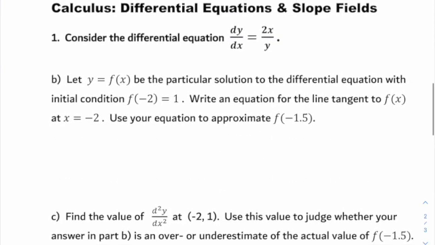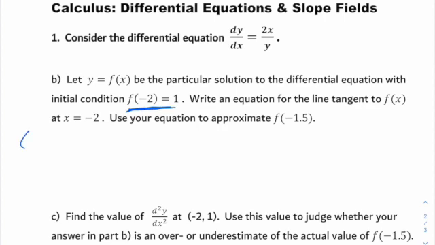So part B here says, same differential equation, let y equals f of x be the particular solution that satisfies this initial condition of negative 2, 1. Write an equation for the line tangent to f at x equals negative 2. And use your equation to approximate f of negative 1.5. So this is a common thing, very easy, but there's a lot going on, so just make sure you're reading the question and answering it fully.